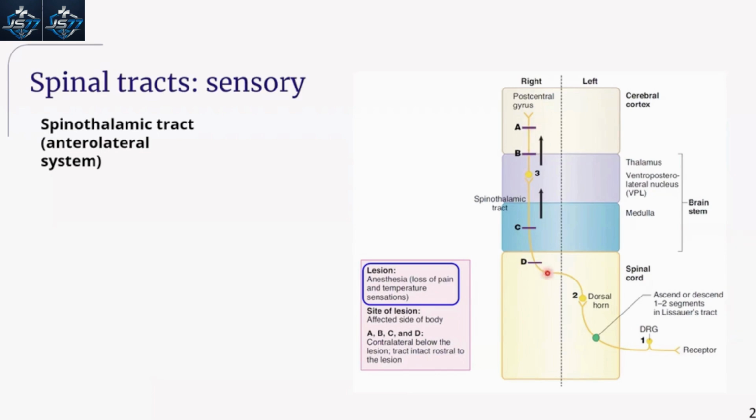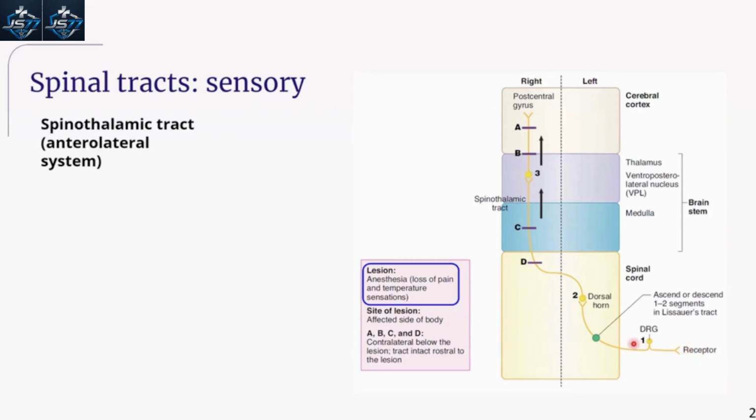the cortex. So any lesion over here, A, B, C, or D, would mean contralateral deficits. The only way any lesion over here could lead to ipsilateral deficits is if it's going to happen at the very site of the lesion.